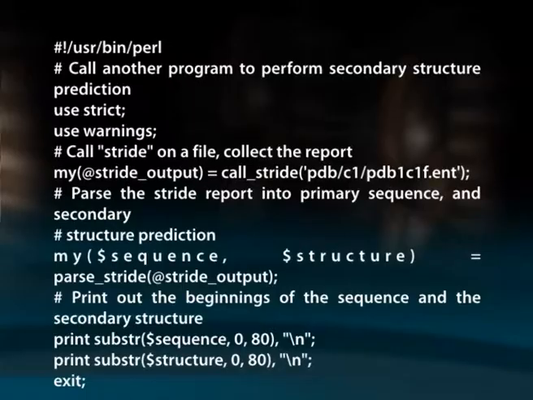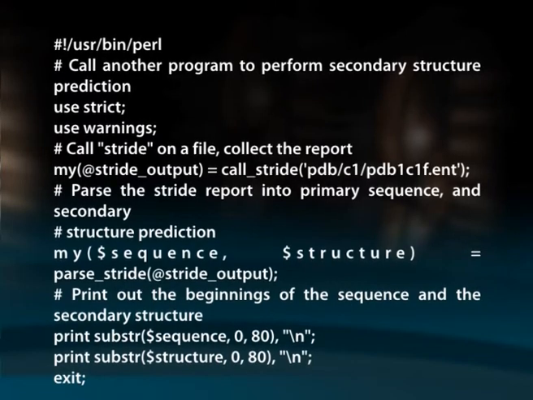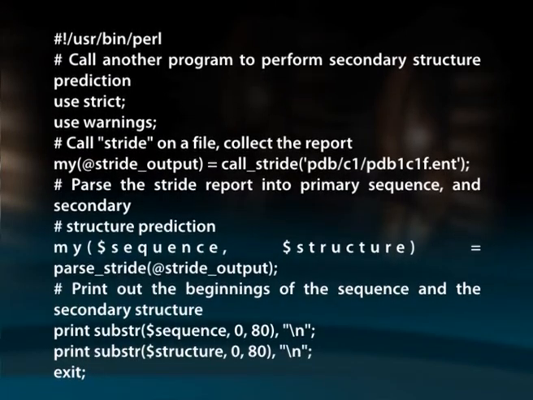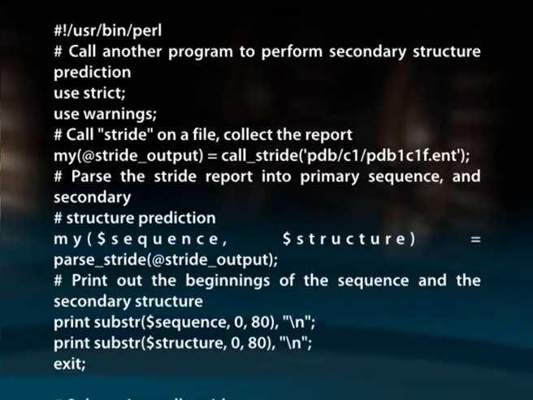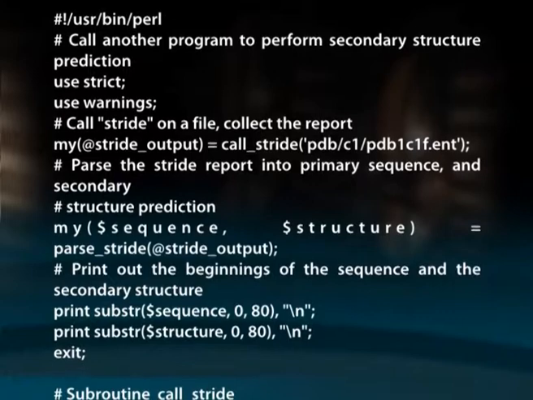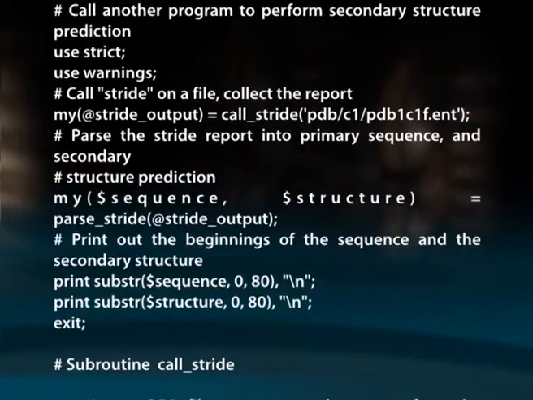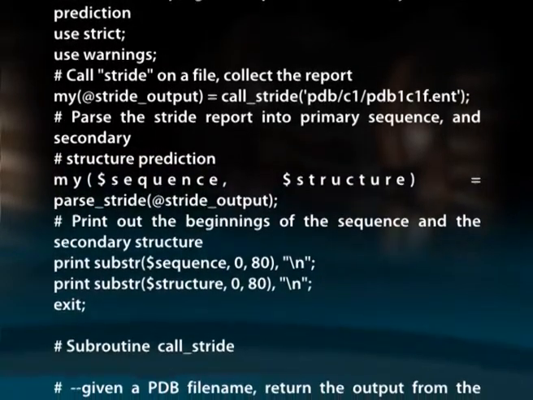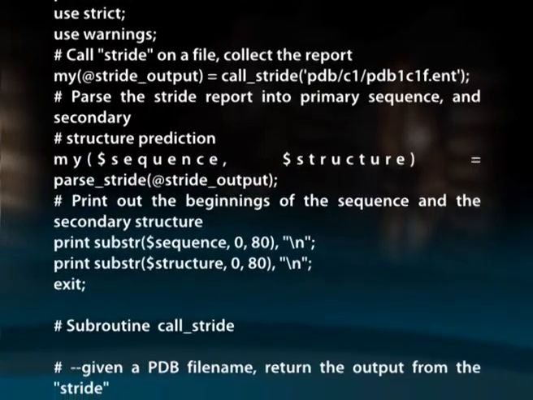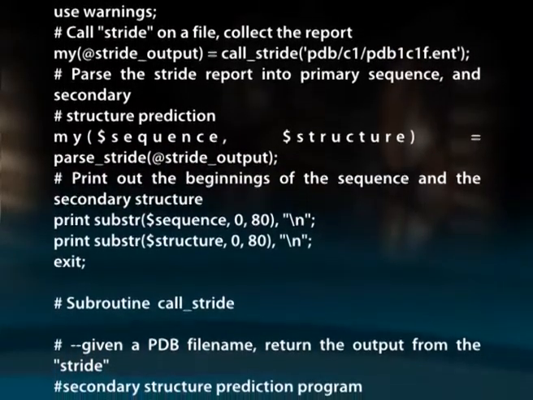Here is an example program in Perl that starts another program and collects, parses, reformats and outputs the results. The program will control another program on the same computer. Here we call stride on a file to collect the report: my @strideOutput = stride("pdb/c1/pdb1c1f.ent"). Now parse the stride report into primary sequence and secondary structure prediction using my ($sequence, $structure) = parseStride(@strideOutput).